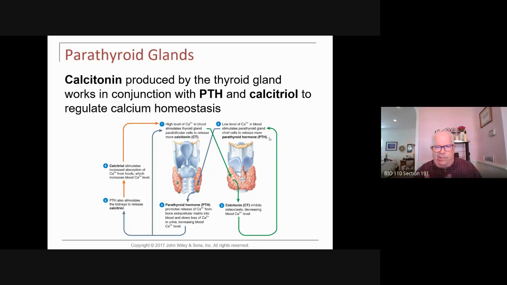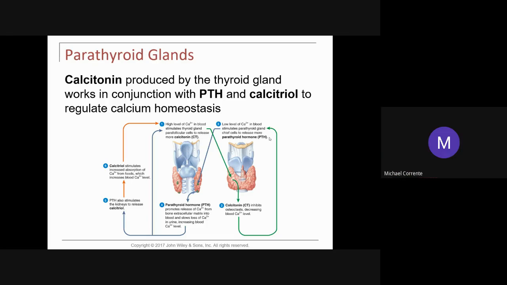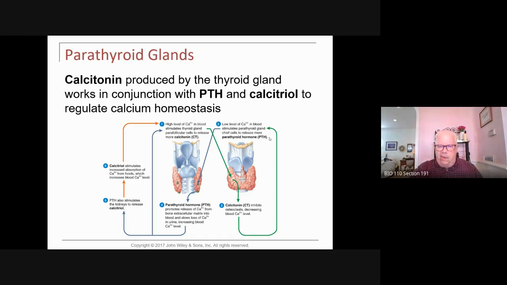Okay? And the opposite is true about calcitonin. If your calcium is too high, calcitonin will be stimulated in the thyroid gland from the parafollicular cells to put calcium back into bone and will lower your serum calcium levels. Are we okay with that calcium homeostasis? Yes. Good. Here we go.